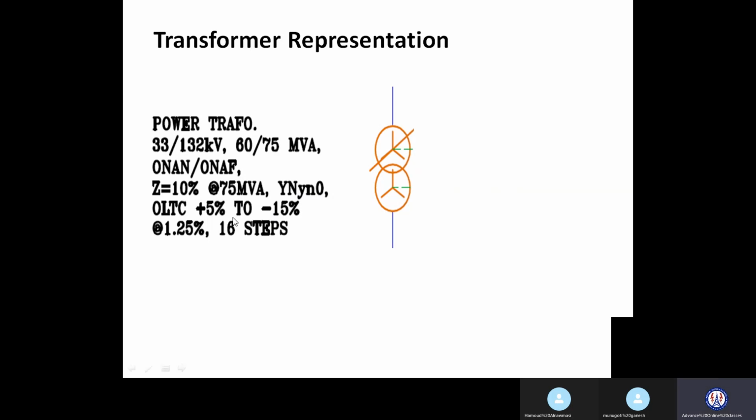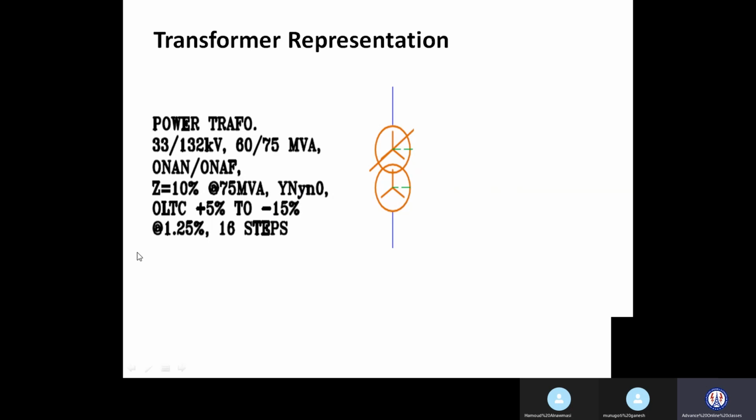After vector group, the next detail of the transformer is the tap changer detail. What type of tap changer and what rating of tap changer is connected with your system? Normally we use two types of tap changer in our transformers. One is called OLTC, on load tap changer, and the second is OCTC, off circuit tap changer.